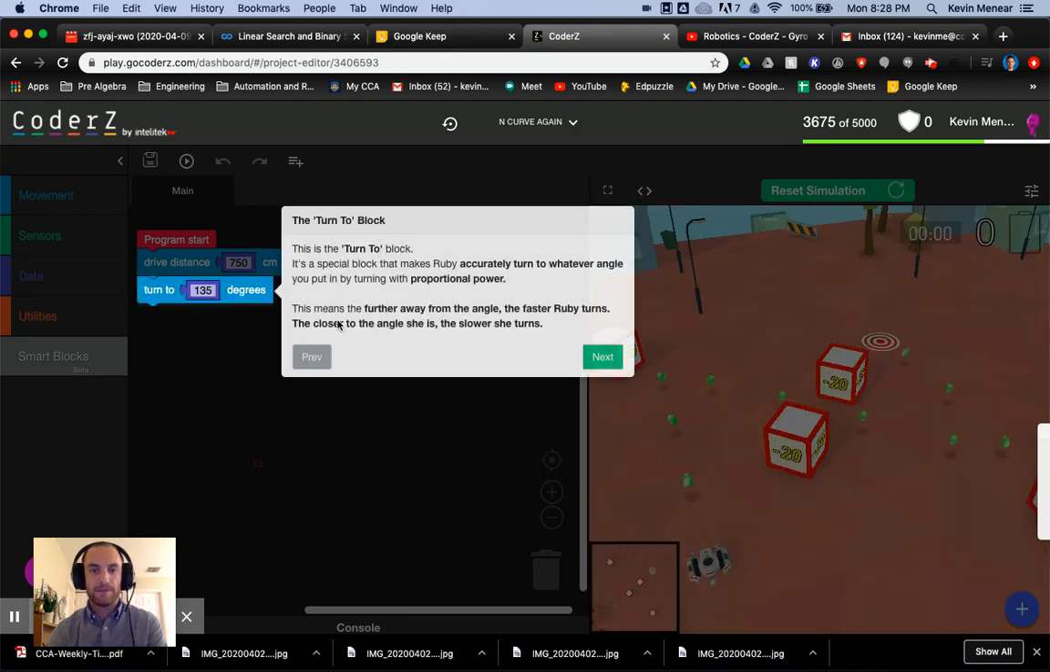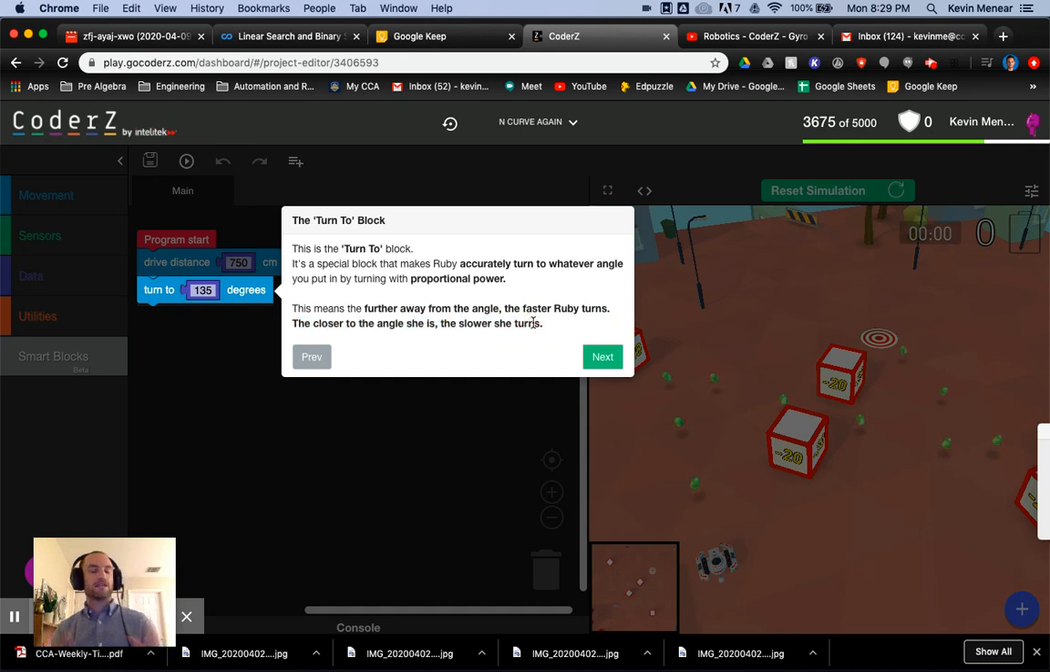It's a special block that makes Ruby accurately turn to whatever angle you put in by turning with proportional power. This means the further away from the angle, the faster Ruby turns. The closer to the angle she is, the slower she turns. So if you tell her she's got to turn 270 degrees, she's going to start off fast, but then as it gets closer and closer to 270 degrees, it's going to go slower and slower and slower. So that's how it's able to turn very accurately, so it doesn't overshoot at all.